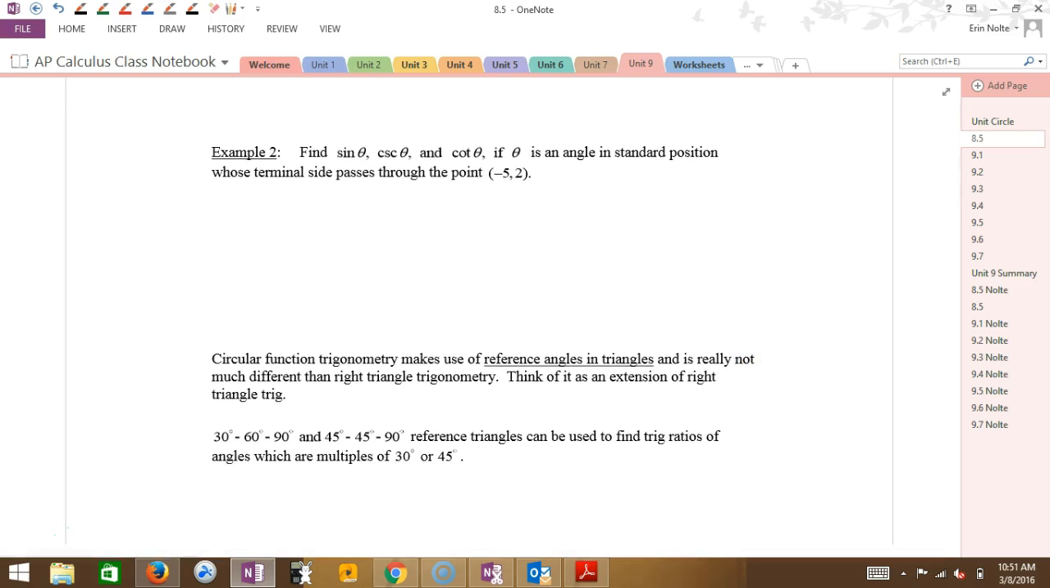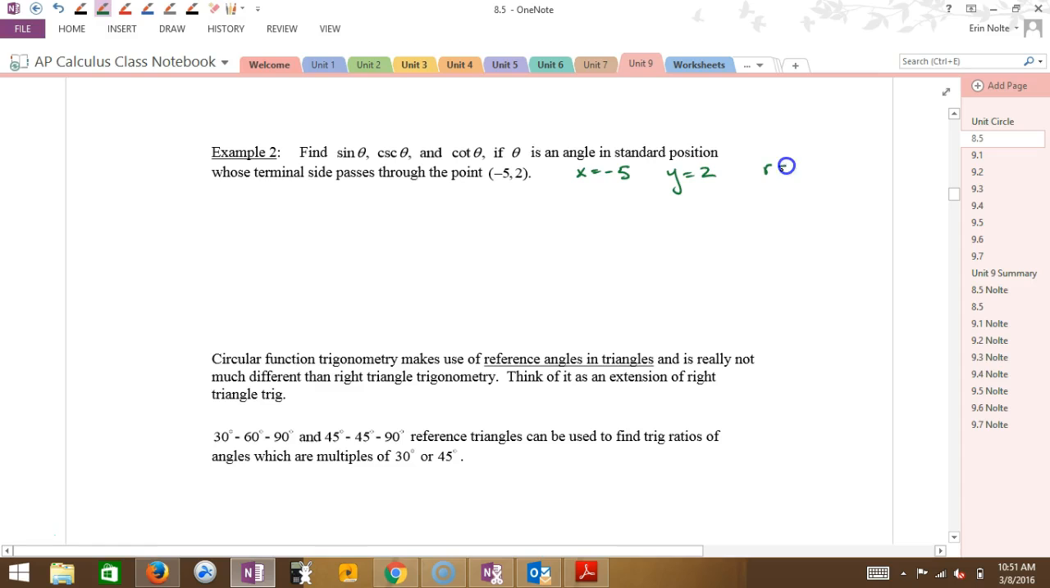Okay, so for example 2 here, they give us an ordered pair. So if they're giving us an ordered pair, what two variables are they giving to us? They're giving us an x value of -5 and a y value of 2. So which variable am I missing? Well, I'm missing my r.